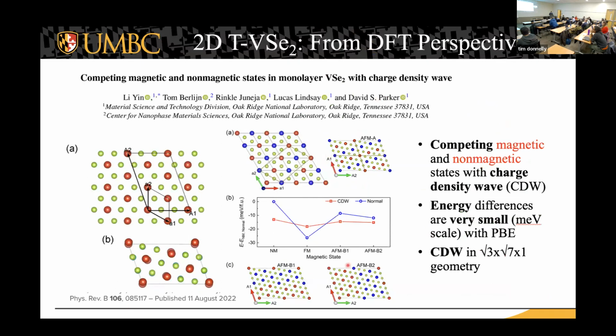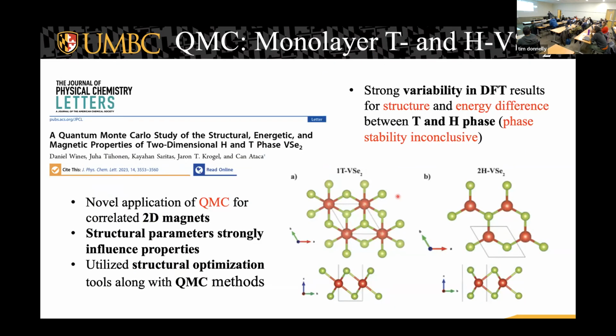Recently there is a PRB paper about this. They managed to find this weird looking cell. This is a square root 3 times square root 7 supercell, where they observe some kind of charge density wave shift, atomic shifts in the simulation cell. So we started looking at this. First of all, right now we have competing phases, right? In the experiments, they put this material on different substrates, so we have to know the geometry of this material very well before proceeding further.